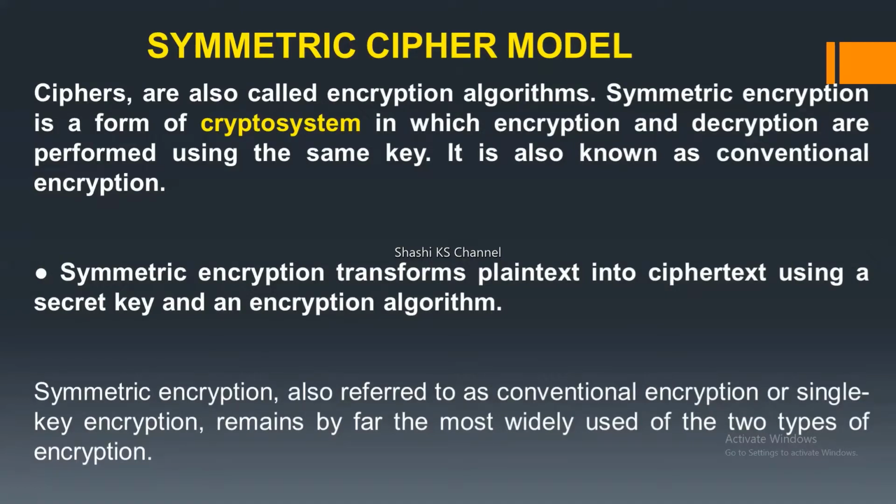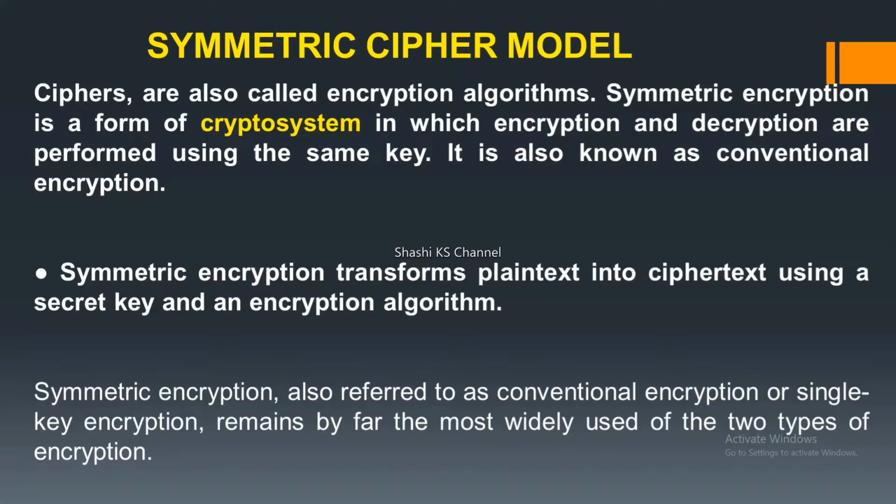What is the meaning of cipher? Cipher is also called an encryption algorithm. An encryption algorithm or a crypto system is also called a cipher. And one type of encryption scheme is called symmetric encryption. Symmetric encryption is a form of crypto system in which a single key is used for both the encryption as well as the decryption process. We also call it conventional encryption or single key encryption.